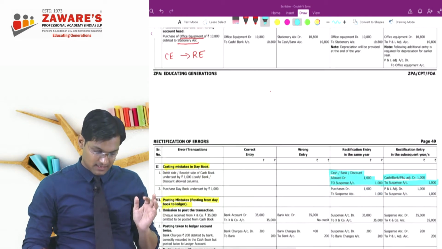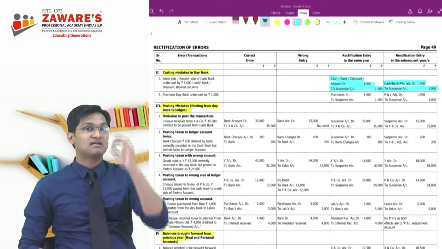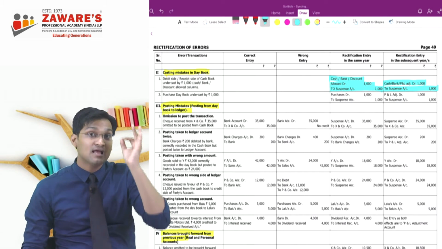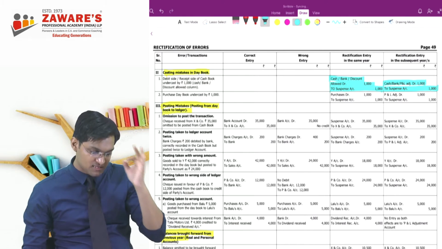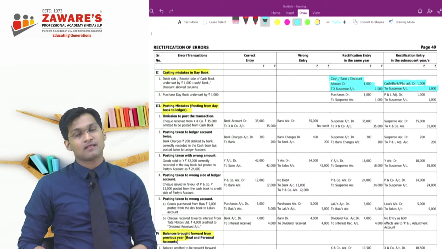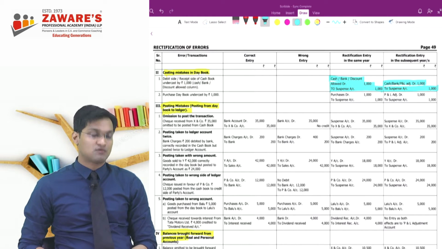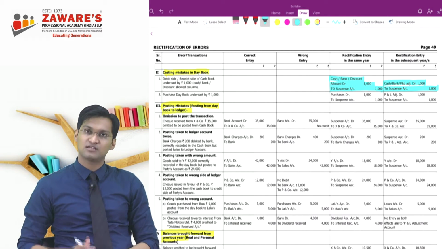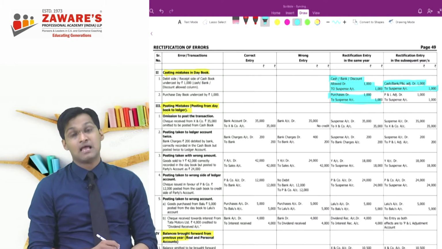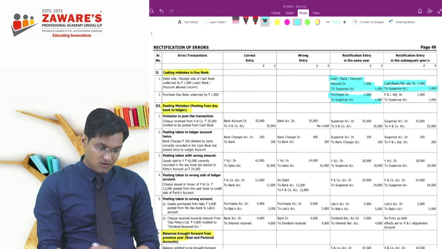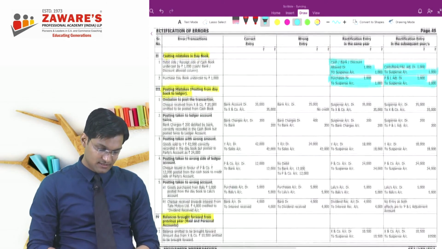Purchase day book undercasted by rupees 1000. Purchase day book records which transaction? Credit purchase transaction. It is undercasted, short total by rupees 1000. My dear friends, purchase book is short total, means short debited by 1000. अब उसे करेंगे debit, purchase account debit to suspense account credit. Purchase account being the nominal account will be replaced with profit and loss adjustment account debit to suspense account credit.